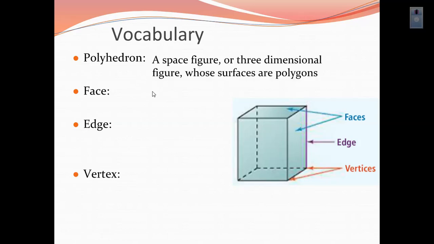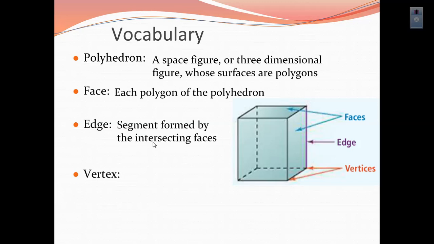So, first thing, a polyhedron. It's a space figure or three-dimensional figure whose surfaces are polygons. So when you see the word polyhedron, it's referring to a three-dimensional shape. Now, in this shape, we have three different parts. We have faces, which are the outside parts of this shape. In this case here, it's a rectangular prism. We have an edge. Edges are the sides here, corners where every face meets. So it's a segment formed by intersecting faces. And then we have the vertex, and it's a point where three or more edges intersect. So we have this here, each one is a vertex here.